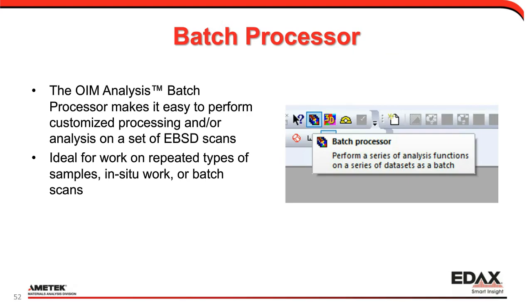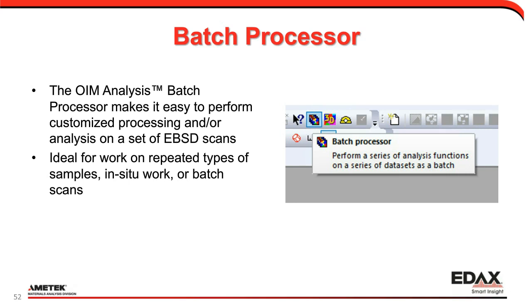Now, the other step of this is what we call our batch processor. And we have batch processing available in both EBSD review and EBSD. The batch processor is in OIM Analysis, and it's designed to do both custom processing and analysis of EBSD scans. And it's ideal for work on repeated types of samples. If you collected scans from 10 different samples of the same batch, or in situ work, or whatever, batch processor lets you consistently analyze these, and it's beyond just creating maps.